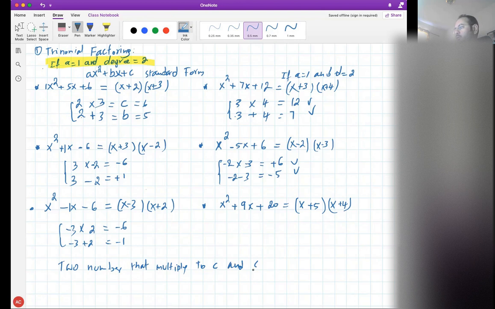And add up to B. Okay, so that's important. That's how you find the two numbers. Again, first make sure this condition is met, meaning A is 1 and the degree is 2. That's why we call it special factoring.